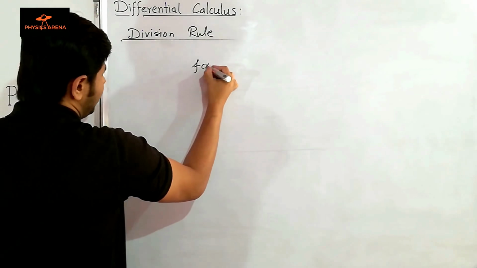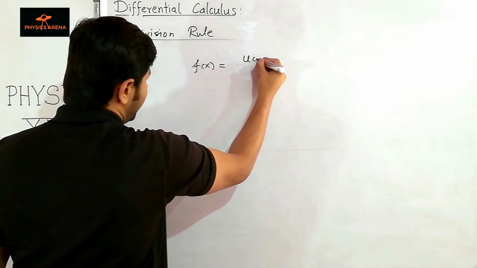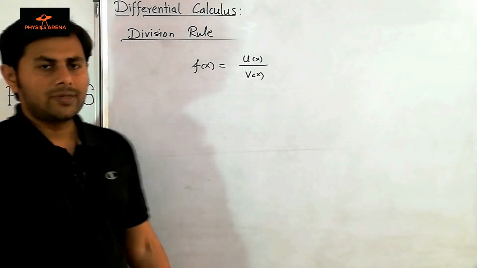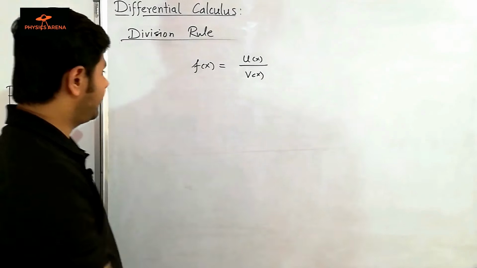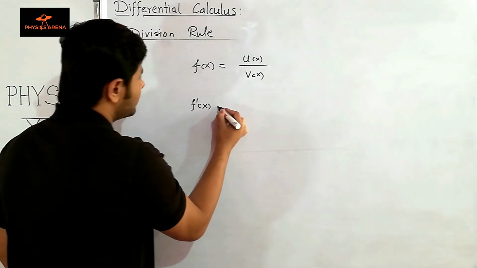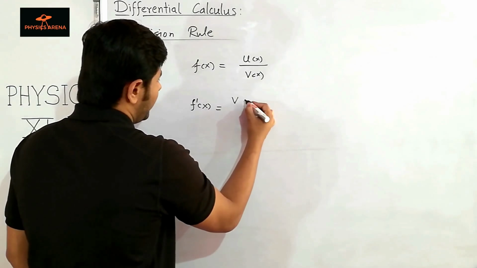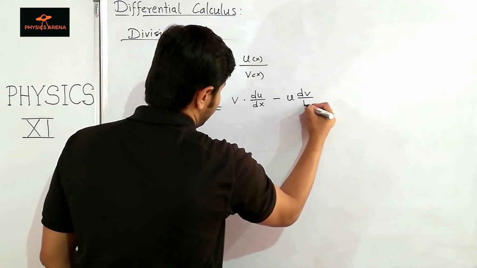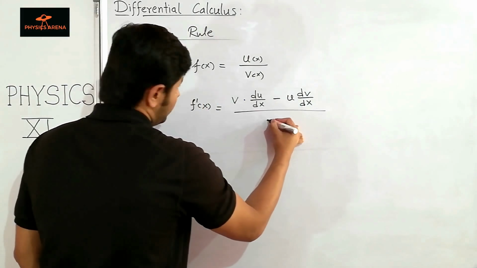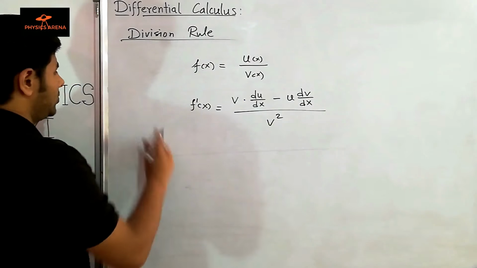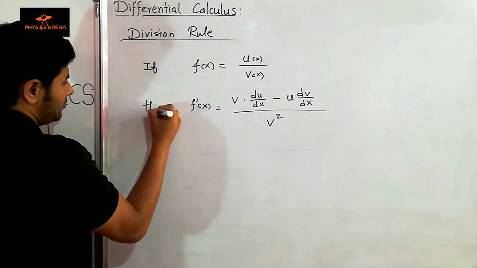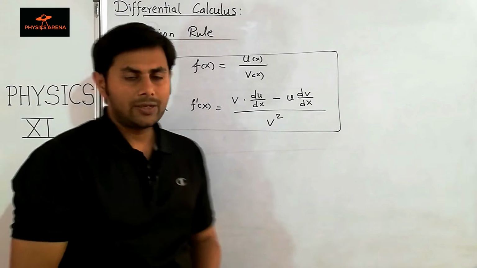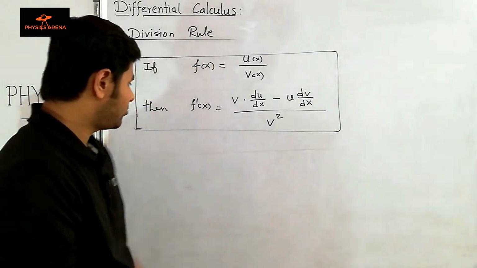Suppose f of x is equal to some u of x divided by v of x, then the division rule says that f prime x is equal to v into du by dx minus u into dv by dx, divided by v square. So this is the division rule. We are not seeing proofs of the product rule or division rule. We'll see some examples.